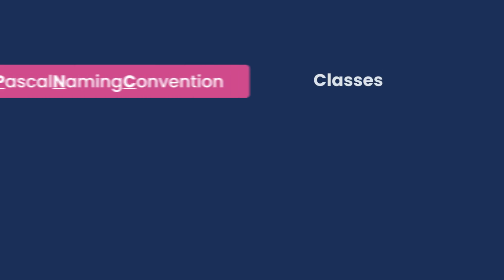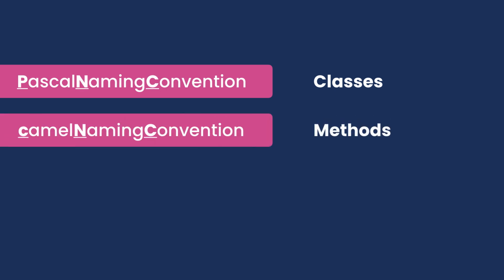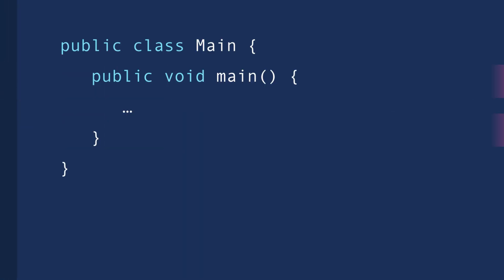To name our classes, we use the Pascal naming convention, and that basically means the first letter of every word should be uppercase. In contrast, to name our methods, we use the Camel naming convention, and that means the first letter of every word should be uppercase except the first word. So that is why we have a capital M in the name of this class. All right, now that you understand the anatomy of a Java program, let's create a new Java project and see all these building blocks in action.